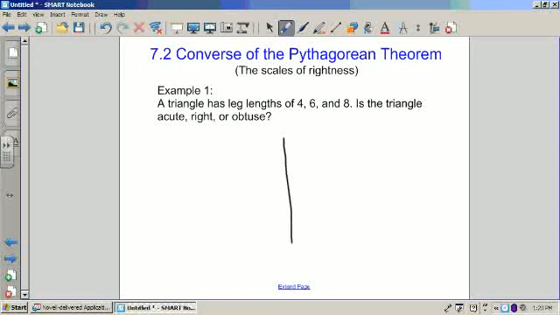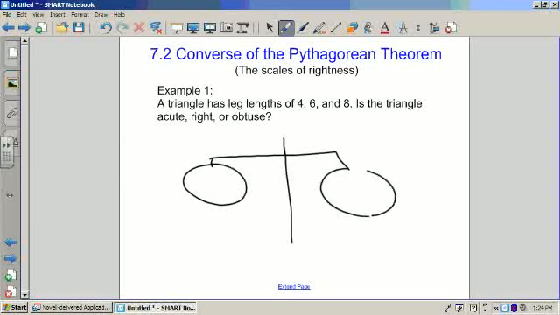Okay, I'm going to draw my scales. They may not be as pretty as the ones on the examples we did earlier, but here we go. I'm going to write acute, right, and obtuse. After a while, you'll get to where you don't need to put those down. You'll know what they are.